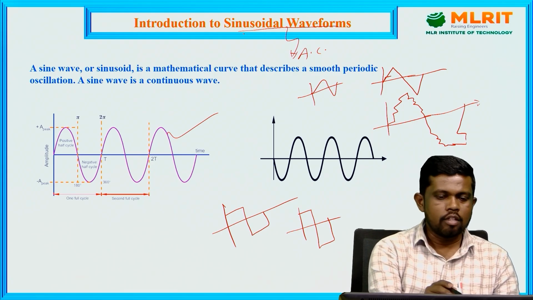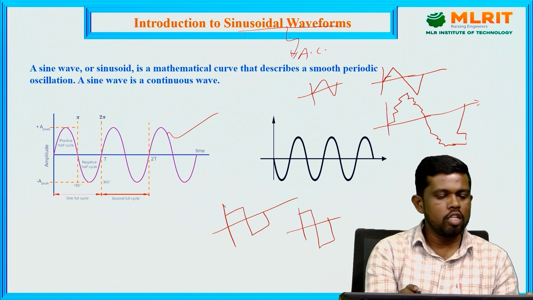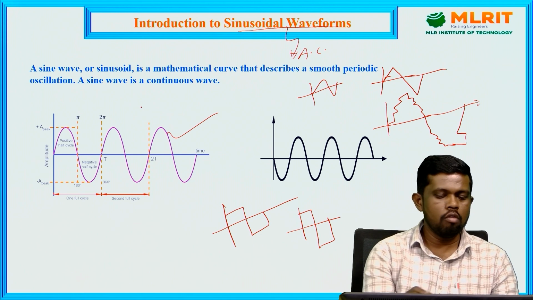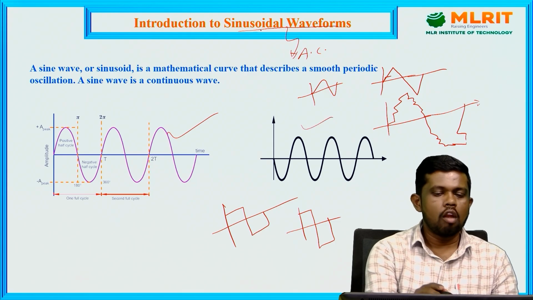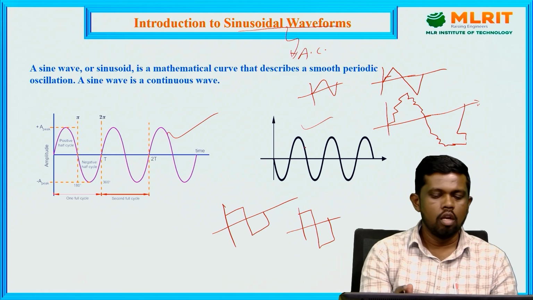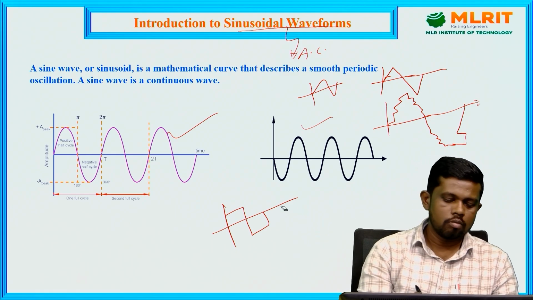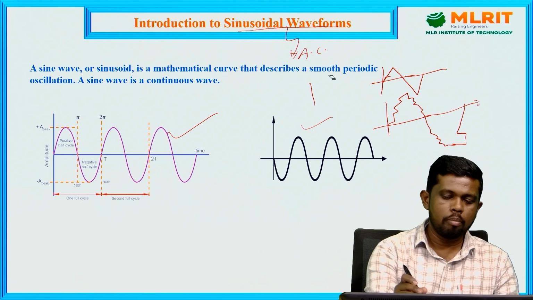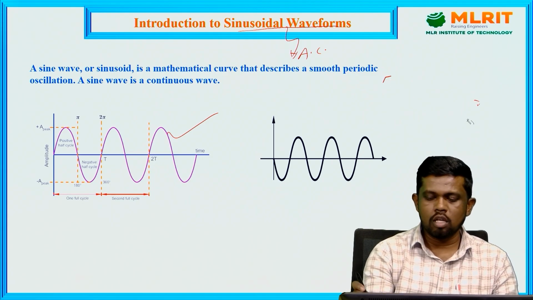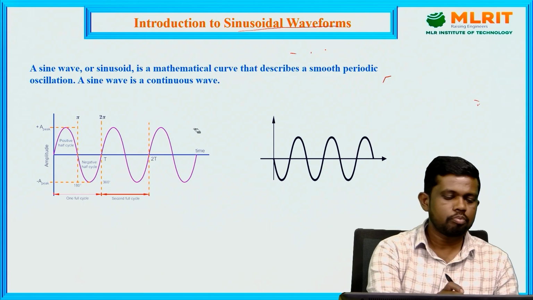Here, sinusoidal waveform doesn't mean only the pure sine wave. It is also considered as a shifted sine wave, or a cosine waveform. So it is the pure sinusoidal, either the shifted one or the cosine waveform. That is also considered a sinusoidal waveform only.